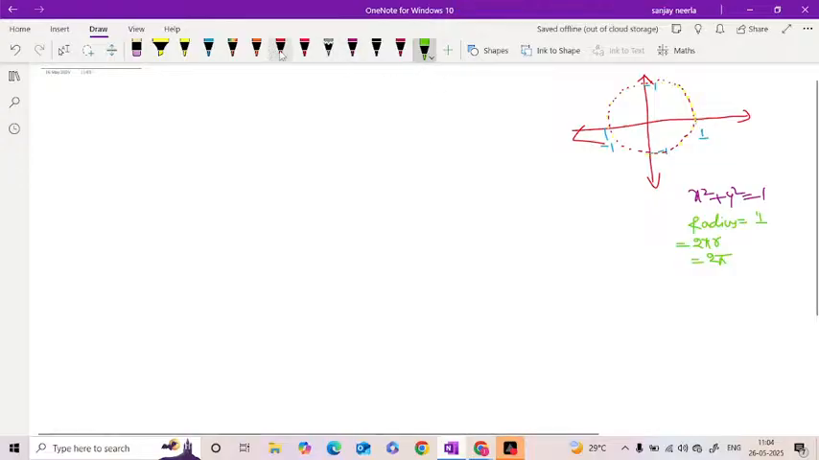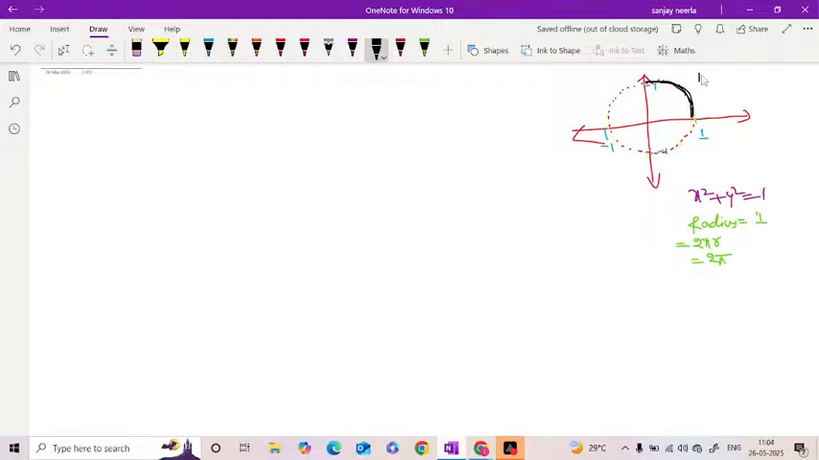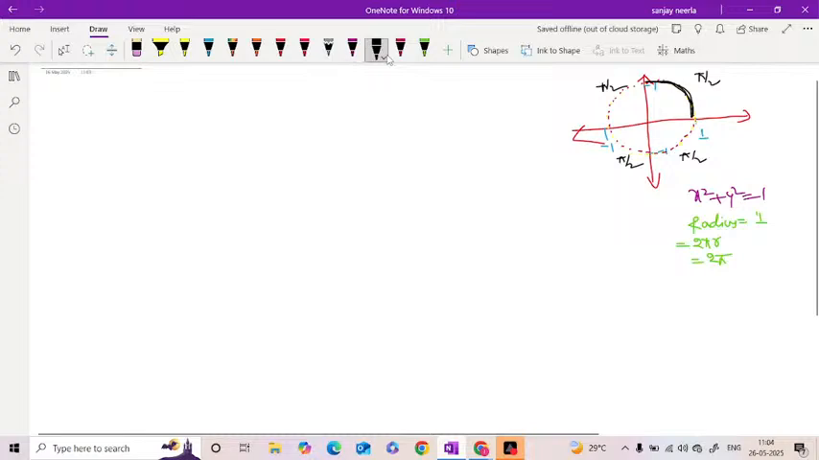Now I want to calculate the arc length, this arc length. So the total is 2 pi. So it is pi by 2, this one also pi by 2, and this is pi by 2, and this one also pi by 2. Now I want to find the arc length in between x value is 0 to 1 only. So 0 to 1.